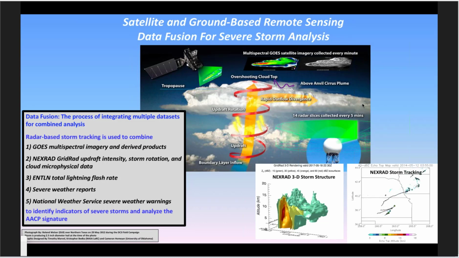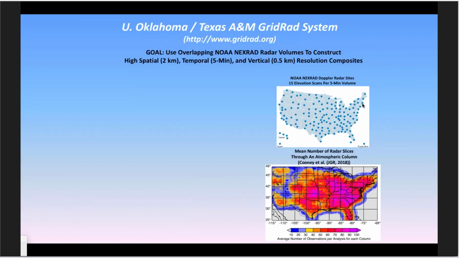Our studies were during 2017 when GLM wasn't quite ready for prime time, but obviously now GLM is looking great. Here we are using a ground-based total lightning network, Earth Networks, severe weather reports, and severe weather warnings to really unravel what these plume signatures mean for weather forecasting.